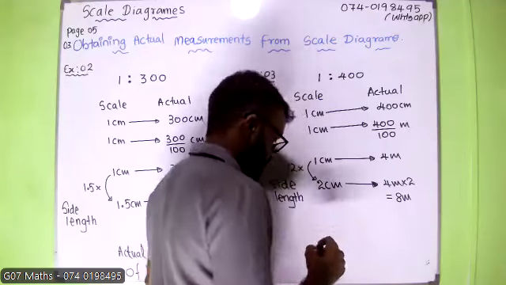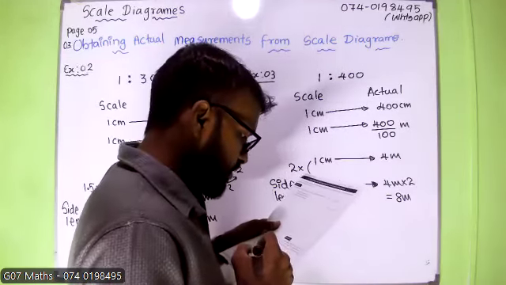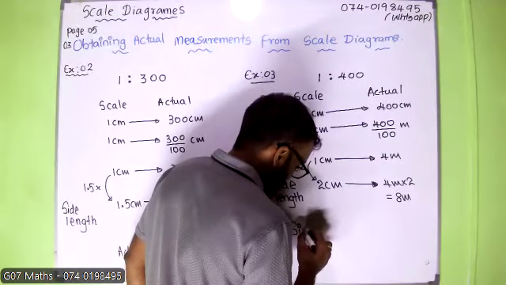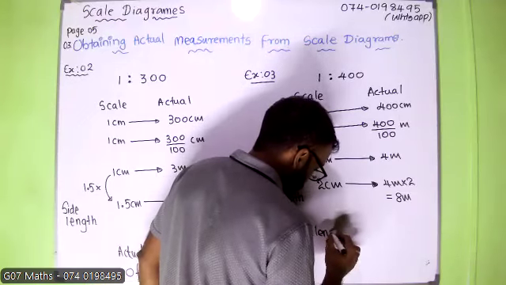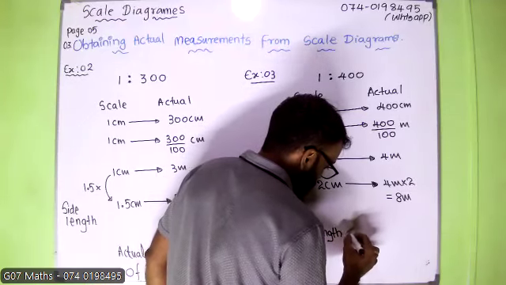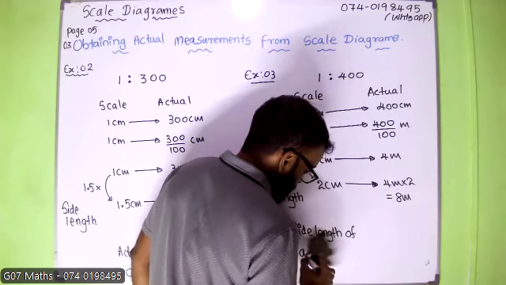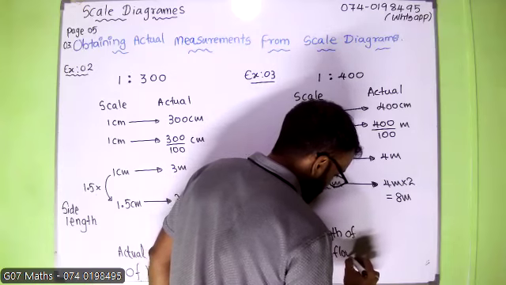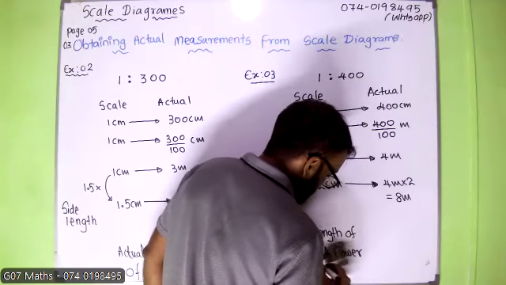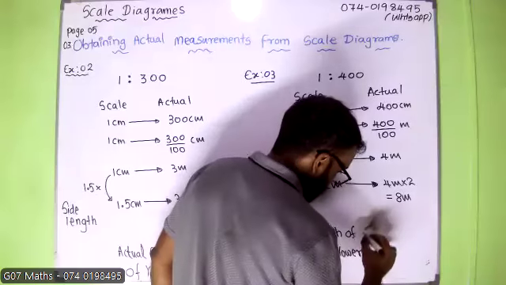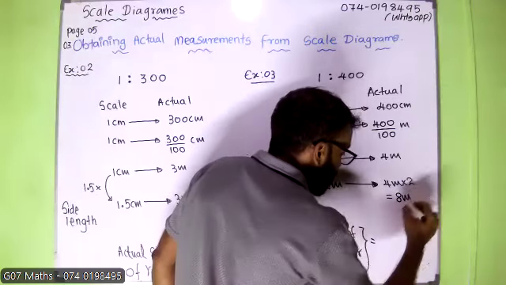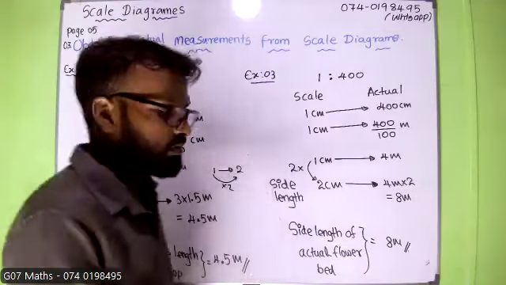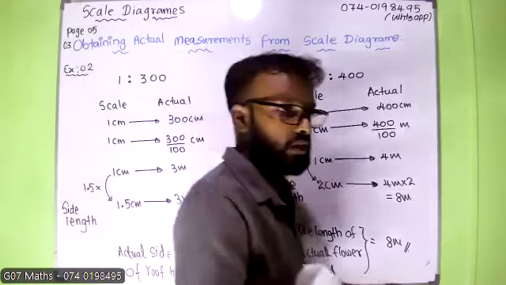So I can write, side length of the actual flower bed equals 8 meters. So this is the way that you need to do it.